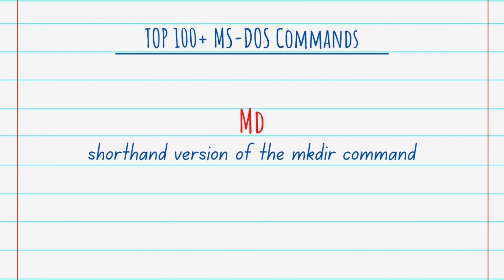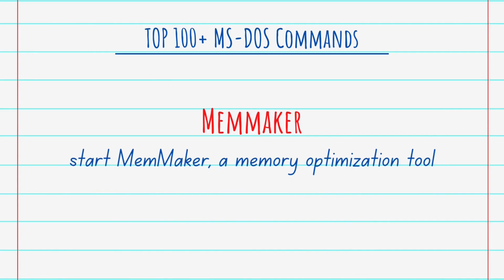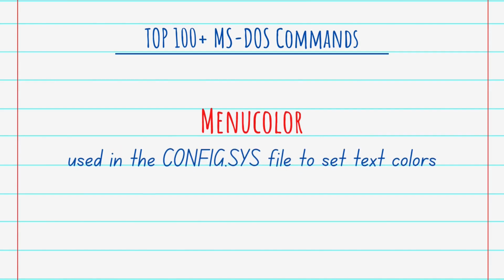The md command is the shorthand version of the mkdir command. Next is the mem command. The mem command shows the information about used and free memory areas and programs that are currently loaded into memory in the MS-DOS subsystem. Next is the memmaker. The memmaker command is used to start MemMaker, a memory optimization tool. Then the next is the menucolor.